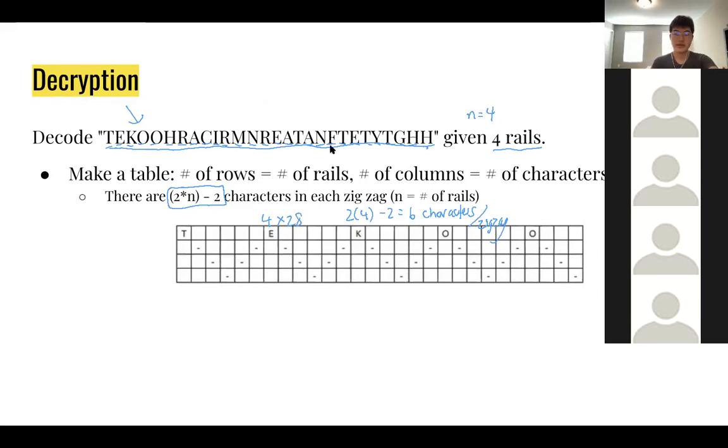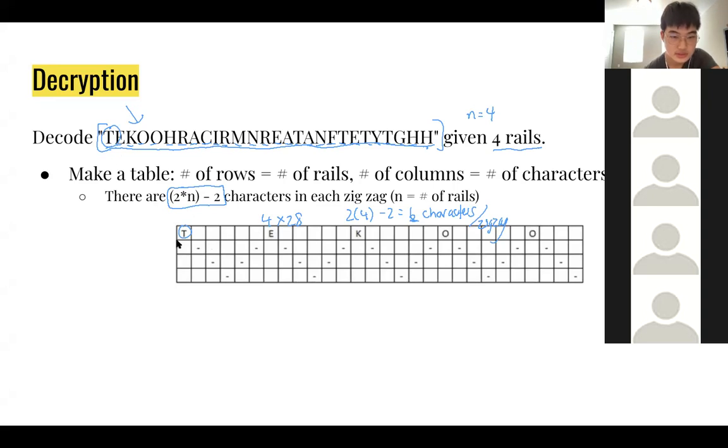So what you do is first you just make the blank table 4 by 28. You wouldn't have any of the dashes or the letters in there yet. And then what you do is you start from the left of your ciphertext. You put the first letter in, so T. And then you know that there are 6 characters in each zigzag. So what you would do is you would just map out the path that you would eventually need to take.